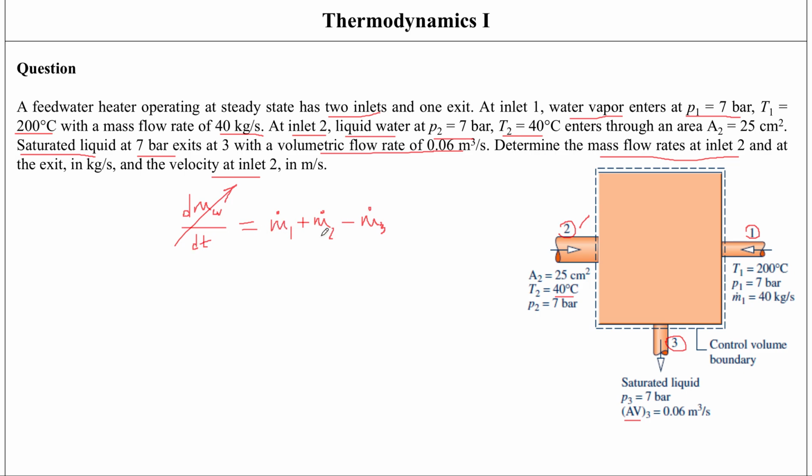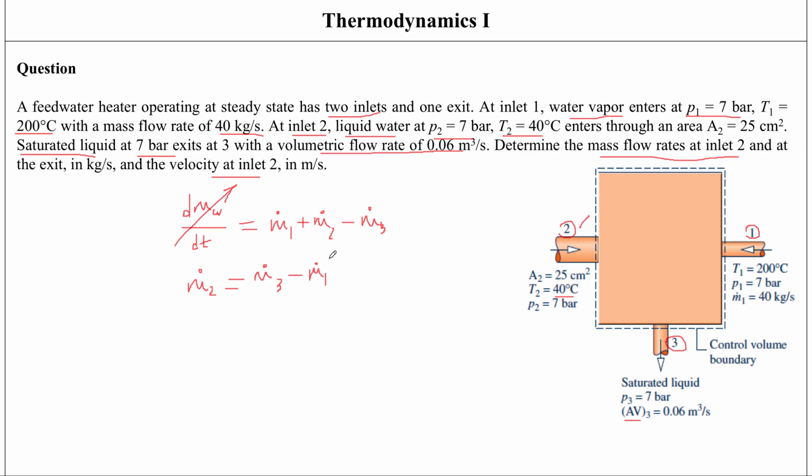So we can solve for m dot at 2 in terms of m dot 3 minus m dot 1, right? What I did is that I took m dot 1 onto the other side, so m dot 2 is equal to m dot 3 minus m dot 1.